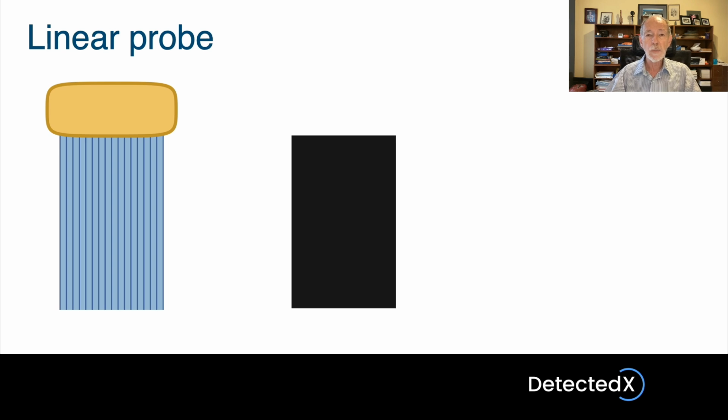We'll see later it is possible for the machine to steer the beam in other directions, but this is the standard direction of the beam, at right angles, 90 degrees to the face of the probe. The result is, of course, a rectangular image. A feature of this image is that you've got quite a large field of view, even at the skin surface. So you get a good wide field of view, limited only by the physical size of the probe.